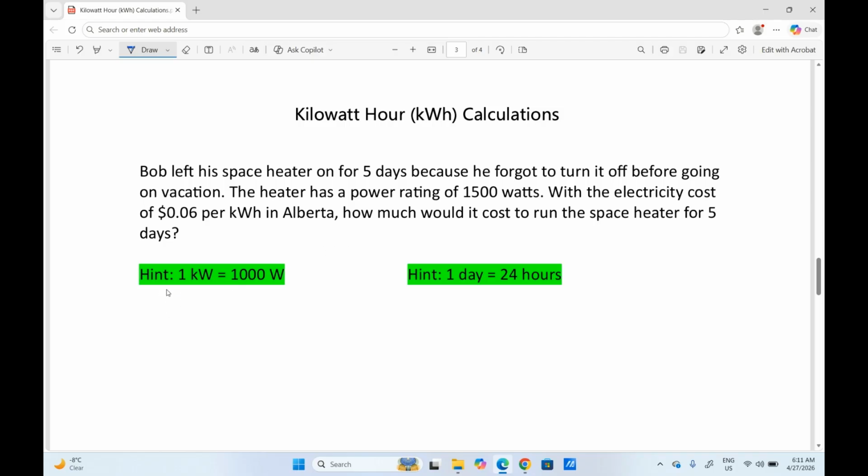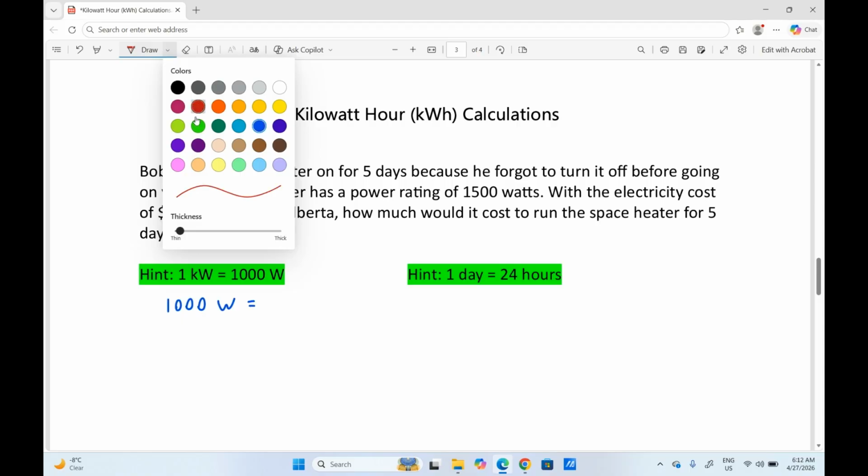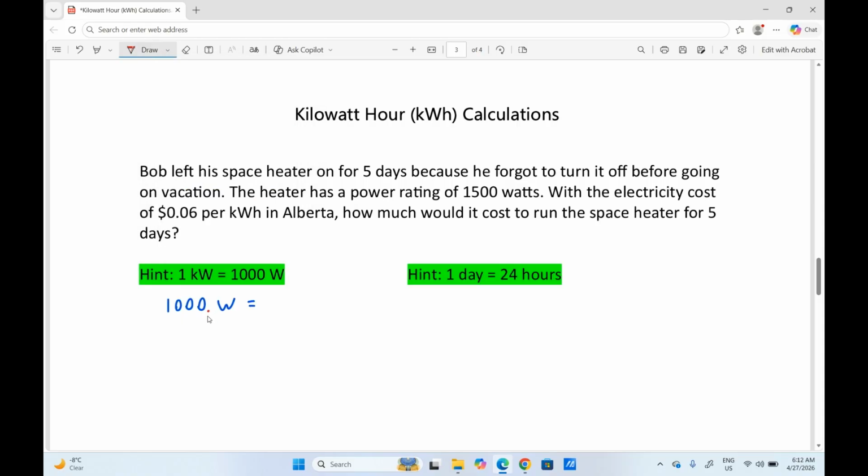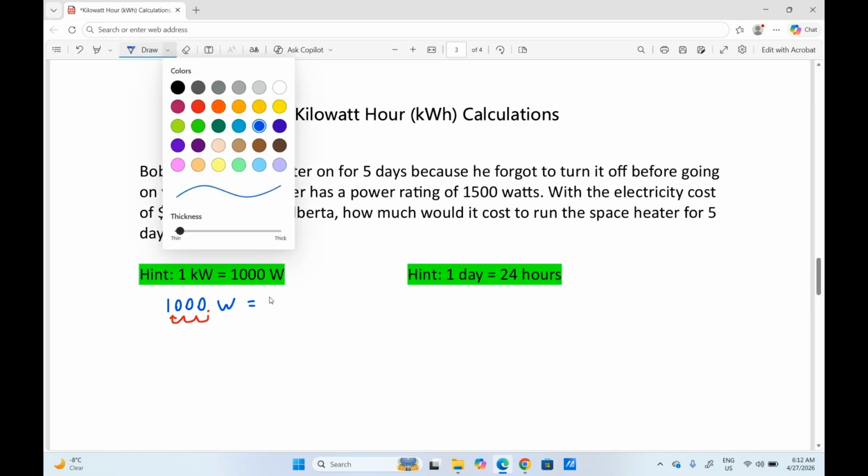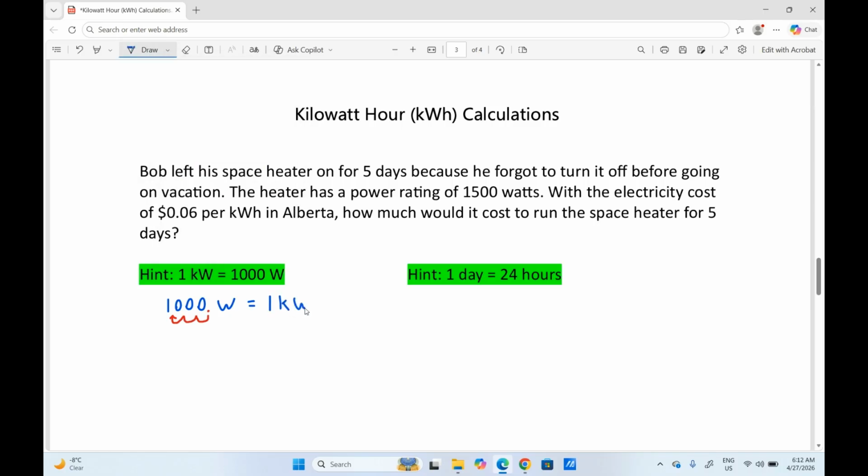Here are some hints: 1 kilowatt equals 1000 watts and 1 day equals 24 hours. Our first step is to get our watts into kilowatts. Anytime you change from watts to kilowatts, you just take your decimal place, which is at the end of the 1000 right now, and you move it 3 places back towards the left-hand side. So once I do that, this would now be 1 kilowatt.